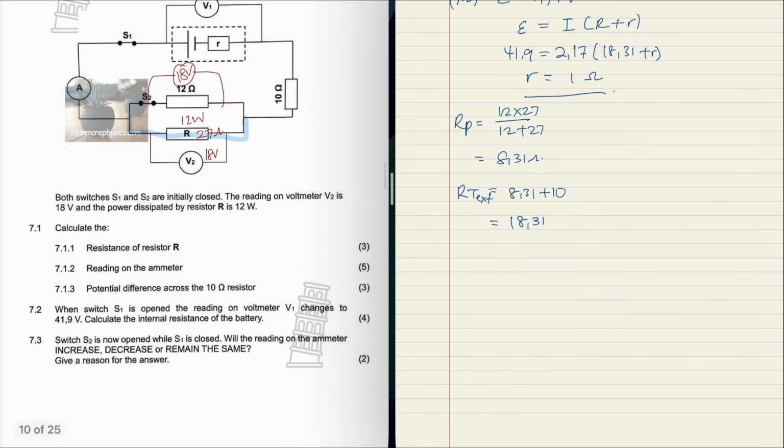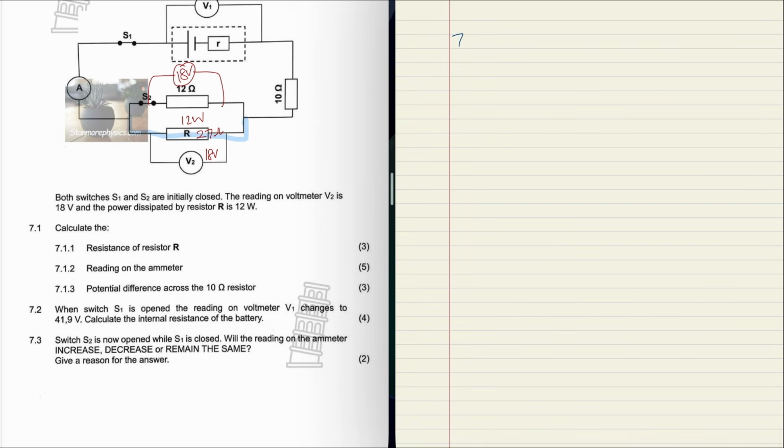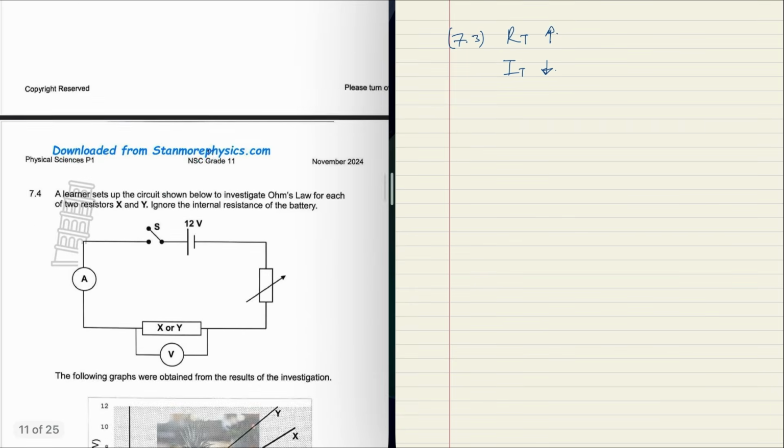Now let's take a look at 7.3. 7.3 says switch S2 is now opened while S1 is closed. Will the reading on the ammeter increase, decrease, or remain the same? Give a reason for your answer. So we are removing a resistor in parallel. If you remove a resistor in parallel, R total will increase. If R total increases, the total current will decrease. And that's it, 2 marks.